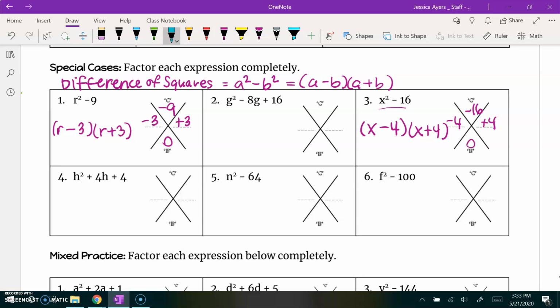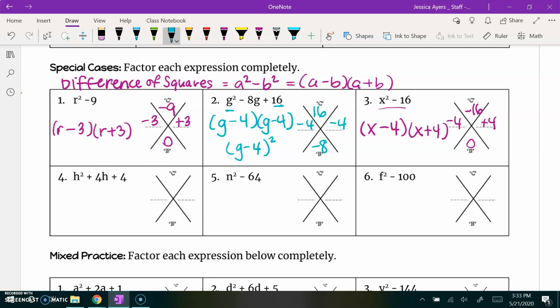Now looking at number 2, we see we have 3 terms. So we have 16 and we have negative 8. So we actually would find that negative 4 and negative 4 make negative 8, and negative 4 and negative 4 multiply to be positive 16. So we get g minus 4 times g minus 4. And this is one that you've actually seen and done before, and it's not special except that it's g minus 4 squared.